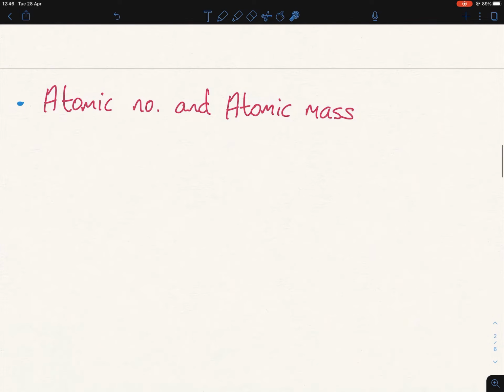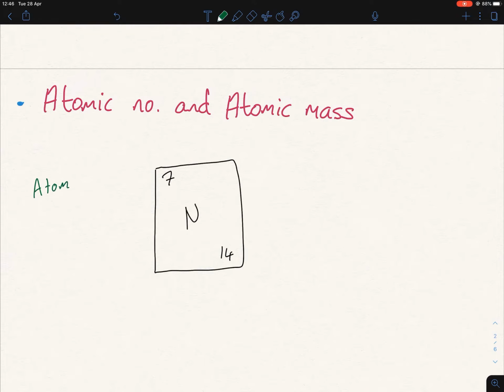So we'll go back up here to our atomic number and so forth. I'm going to draw out what it would look like. Nitrogen, and there's a 7 up here, and a 14 down here. So what do those numbers mean? Both of those numbers are representative of the atomic number and the atomic mass. An easy way to remember this is the atomic number is always the smaller number, no matter what. So we can assume that the atomic number is 7.